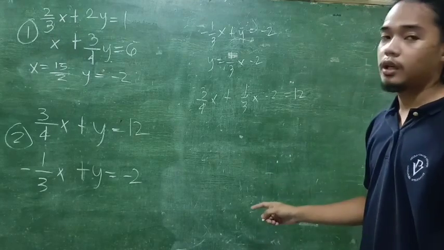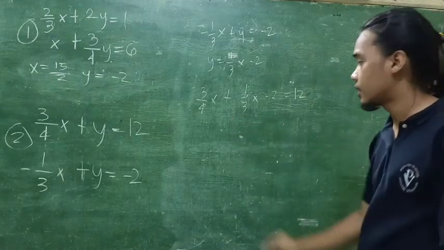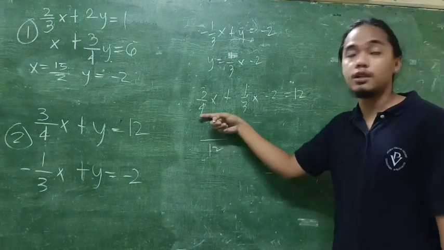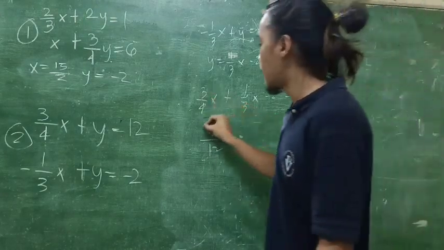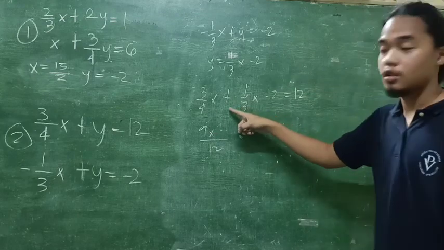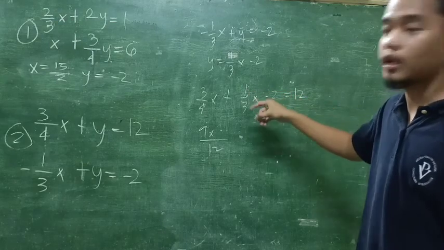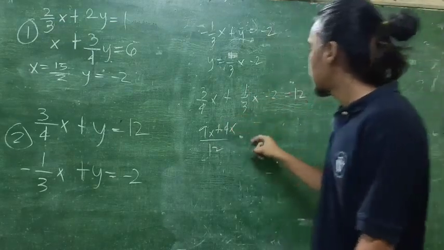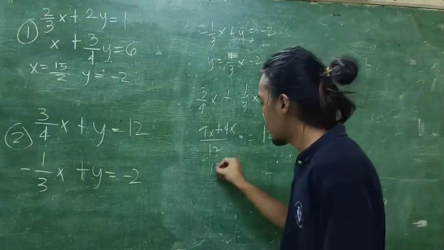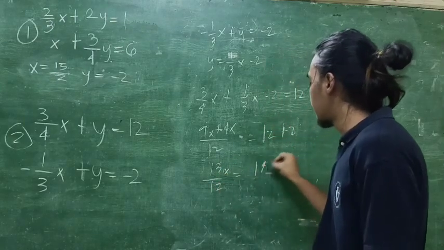We have a fraction here, so we're going to look for their LCD. We have 12 as their LCD. So 12 divided by 4 is 3 times 3 is 9 times x, 9x, plus 12 divided by 3 is 4 times 1 is 4 times x is 4x. Transpose negative 2, 12 plus 2. So 13x over 12 is equal to 14.